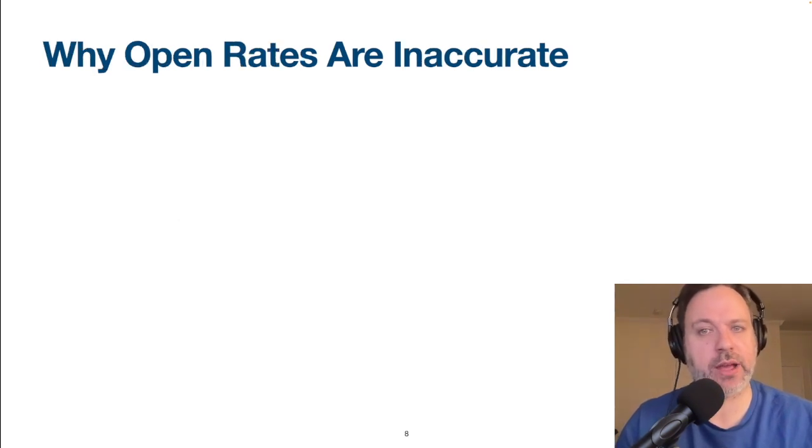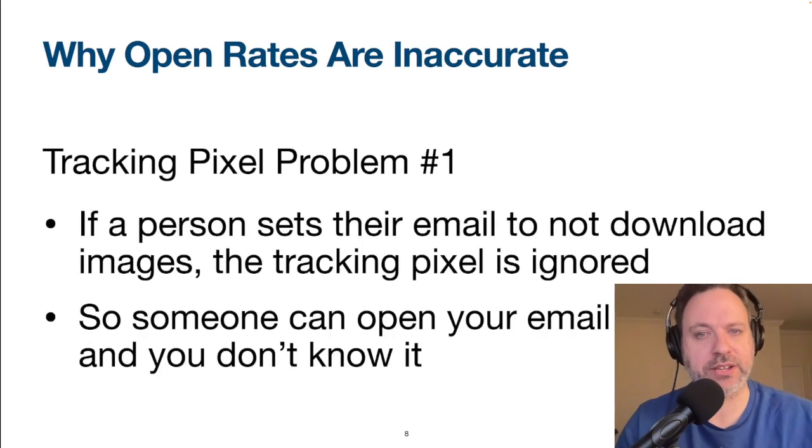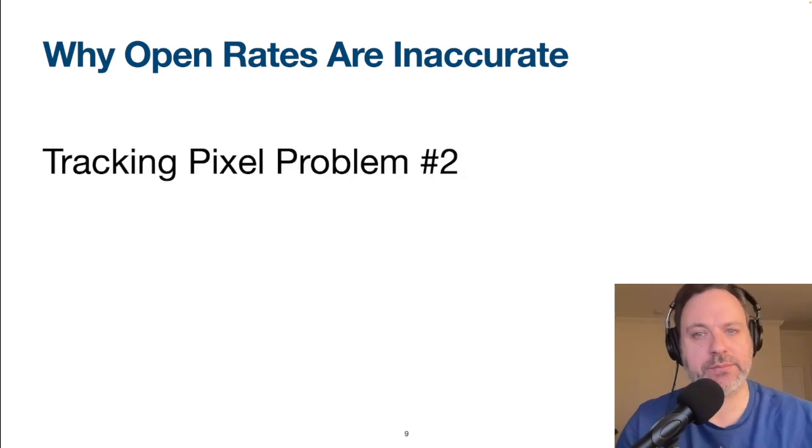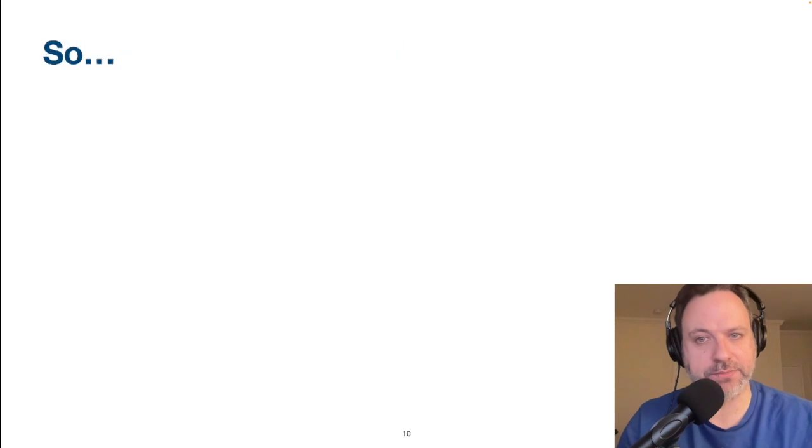And this is related to why open rates are inaccurate. There are two problems with the tracking pixel. Problem number one is if a person sets their email to not download images, the tracking pixel is ignored. It never gets downloaded. So someone opens your email and you don't even know it. Second problem is with Apple. So there's something called Apple Mail Privacy Protection, and it automatically downloads the pixel for all emails. And this creates false positives because, again, when that pixel gets downloaded, an open is registered. So again, a false positive.